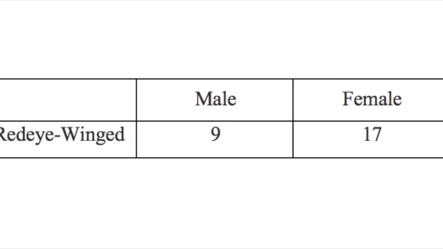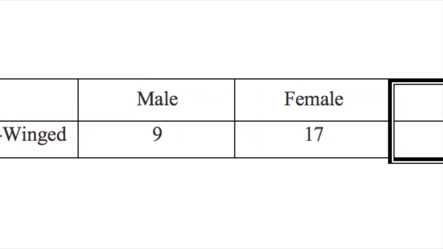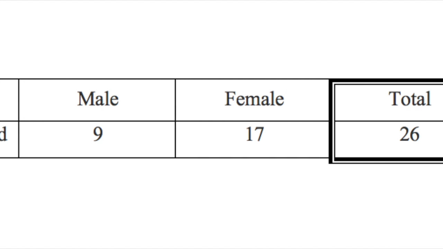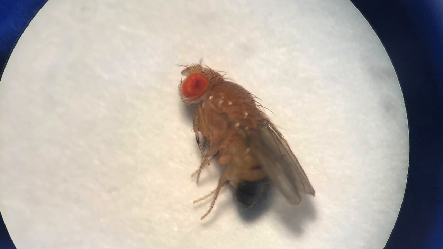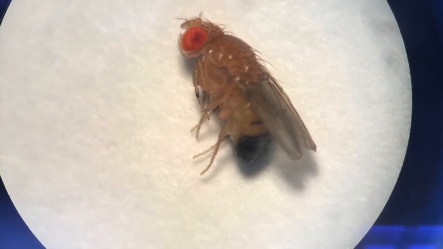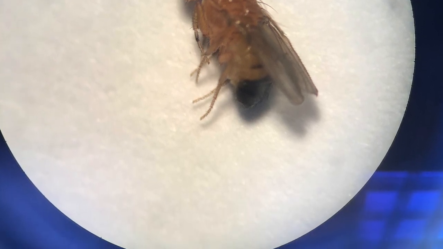The results for the F1 progeny were a total of 26 flies, 9 male flies and 17 female flies. All the F1 progeny were wild type, meaning they had red eyes and were winged.